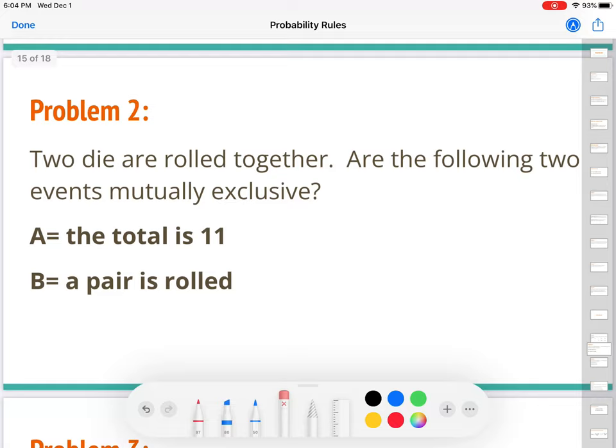Problem two. Two dice are rolled together. Are the two following events mutually exclusive? Take a moment to think about it and then stop the video. All right, so if we wanted to know the probability that either a total of 11 is rolled, if we're looking at P of A or B, we'd want that to be mutually exclusive, so we could find the total is 11, or a pair is rolled. And yes, this is mutually exclusive because if a pair is rolled, the total will be even, and so it can't be 11. If it said the total is 10 or a pair is rolled, those wouldn't be mutually exclusive.